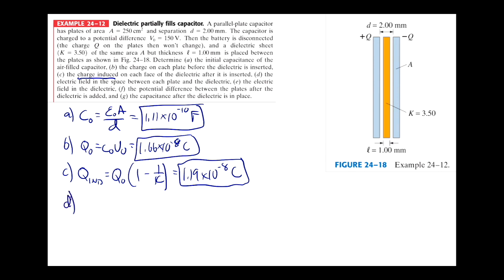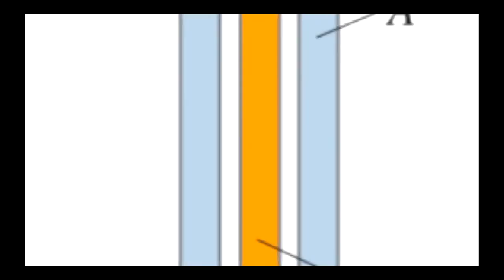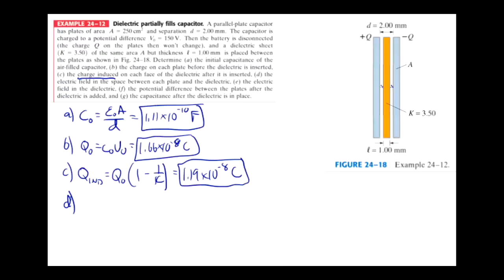Part D asks us to find the electric field in the space between each plate and the dielectric. So if we zoom way in, it's asking us to find essentially this electric field, which is E naught, and it's going to be the same as the electric field that's over here. It's the electric field that's being created by the charge on the plates. Keep in mind, the charge on the plates doesn't change when I insert the dielectric. That electric field is still there, and it's still being created.